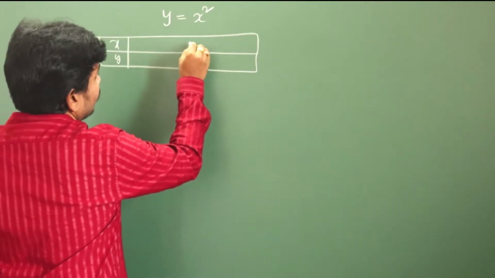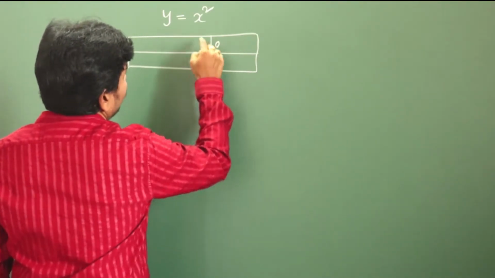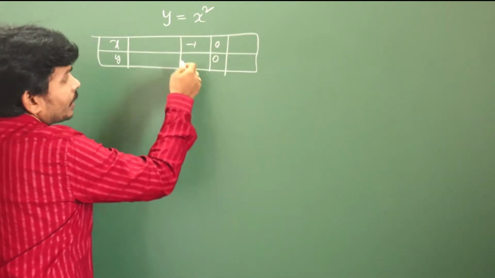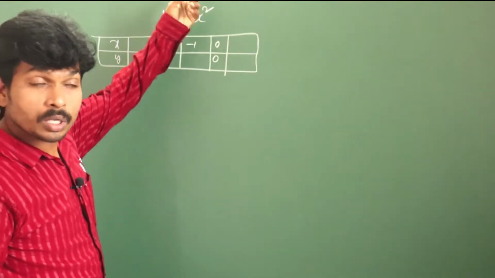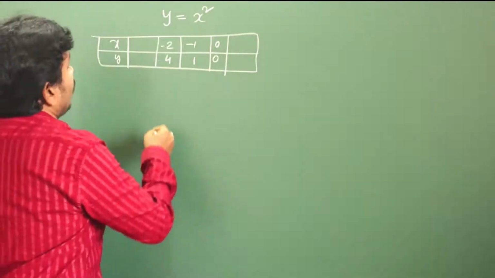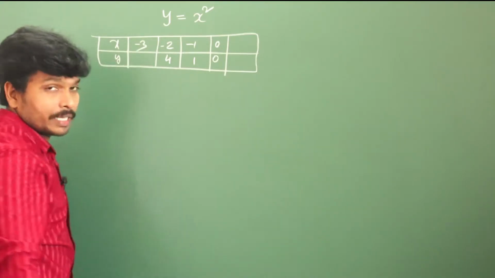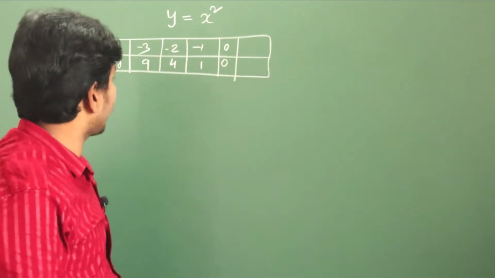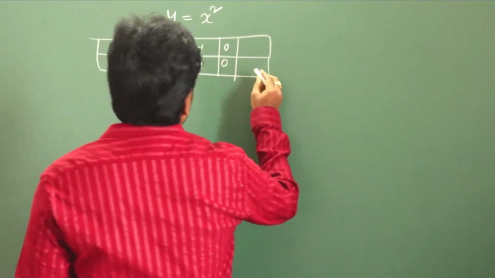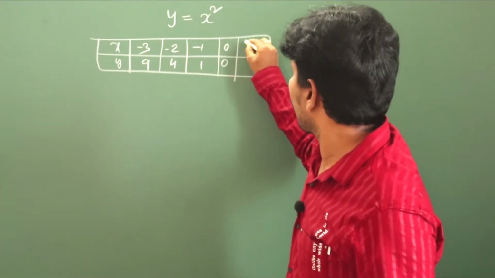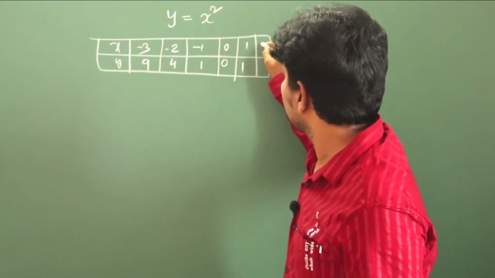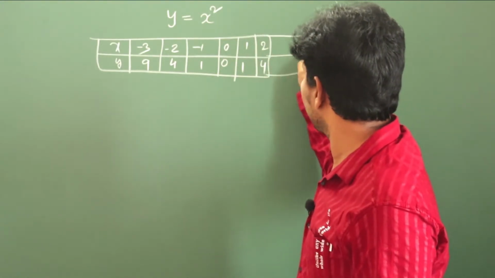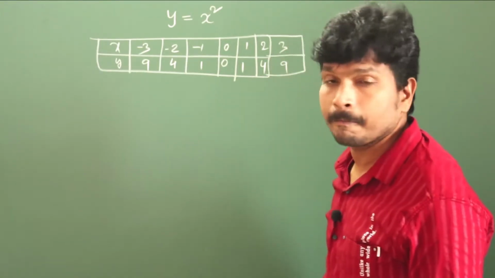So take the x value 0. Then what is your y value? 0 square is 0 only. Take x value minus 1. What is your y value? Minus 1 whole square is plus 1. Good. And take x value minus 3. Then your y value, minus 3 whole square, is 9. Again take x value 1, then your y value is 1. Take x value 2, your y value is 4. Take x value 3, then your y value is 9.